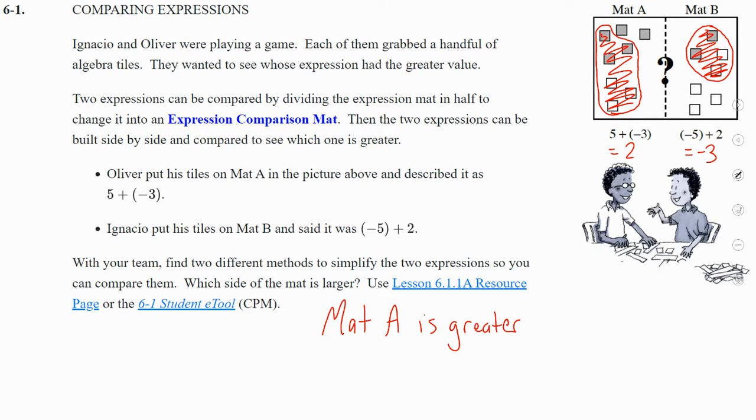So this one utilized that zero pair idea because 2 is greater than negative 3. That would be y. All right.